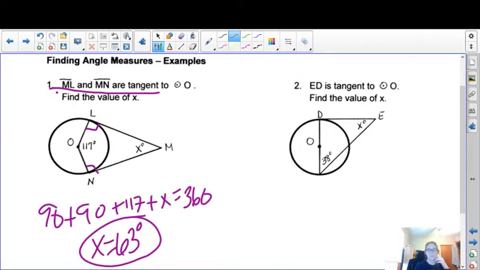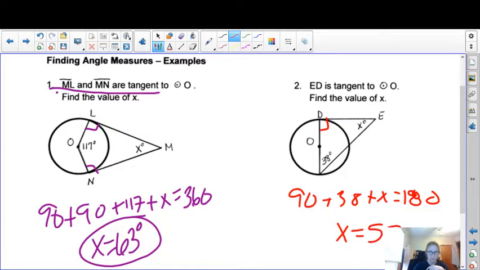Number 2, ED is tangent to circle O. Find the value of x. So it's saying again, this line is tangent, and it's tangent at point D. So we can go ahead and create that right angle. And I know with a triangle, the internal angles will all add to 180. So I have 90 plus 38 plus x is 180. When I add those and then subtract, my answer is 52 degrees.